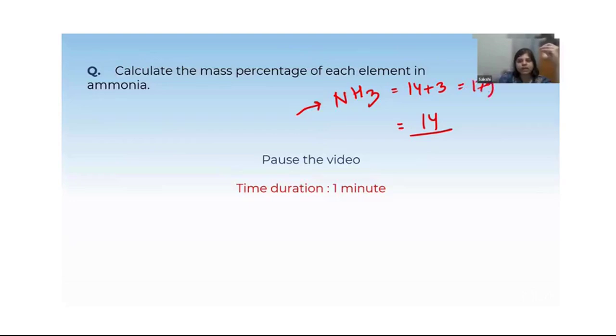So it is 17 grams. Okay. So 14 by 17 into 100. Right? This would give you the mass percentage of nitrogen. Right? And I think you can do the calculations. So just pause the video, take a minute and just solve this.